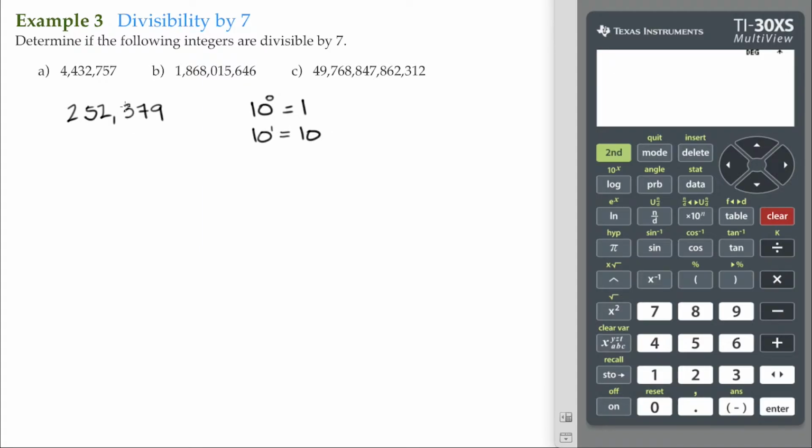The next number over, this is known as the hundreds position. That's 10 squared. That's equal to 100. This position here, this is known as the thousands position. That's 10 to the third power, that's 1,000. This position here, the next one over, this is the 10,000s position. That's 10 to the fourth power. In this position here, this is known as the 100,000s position. That's 10 to the fifth power.